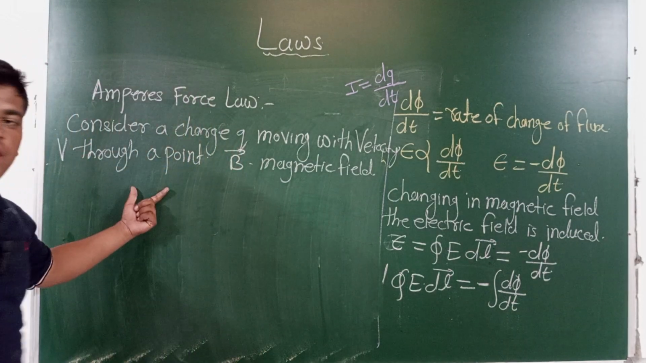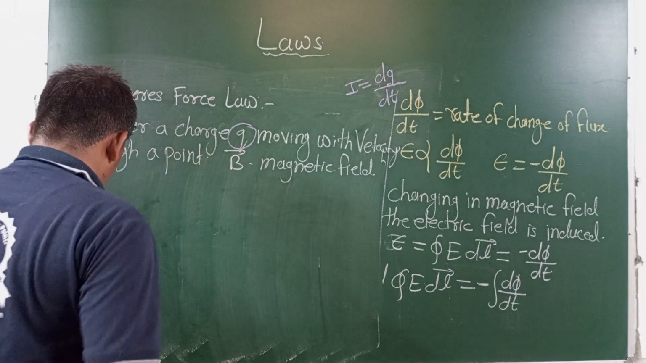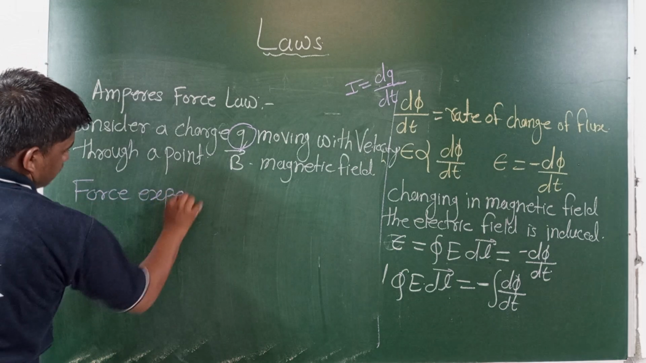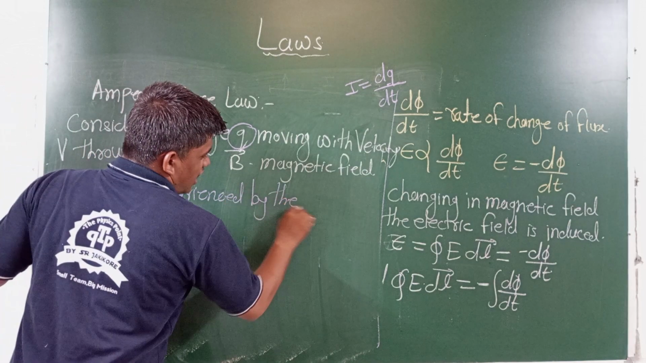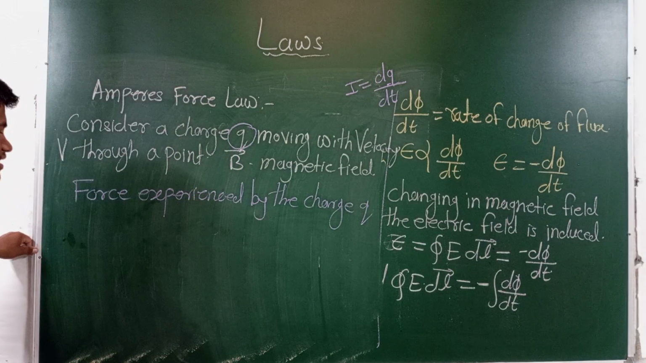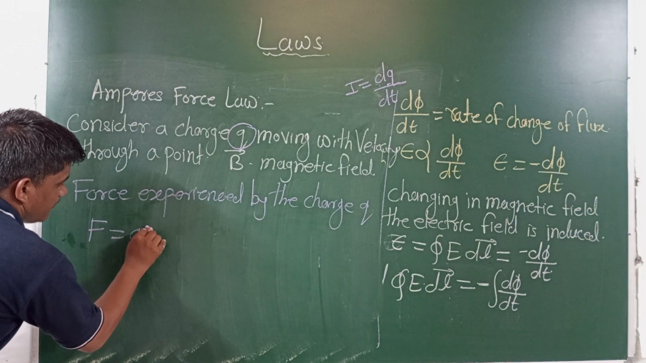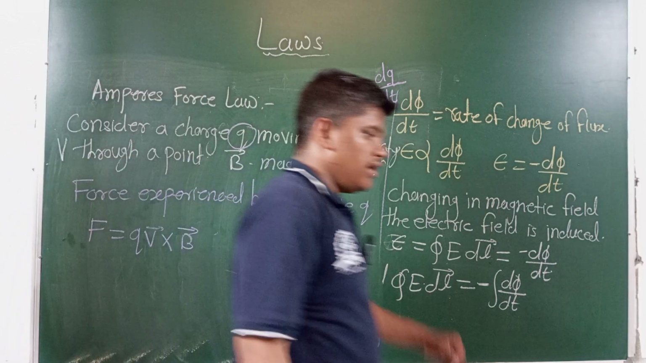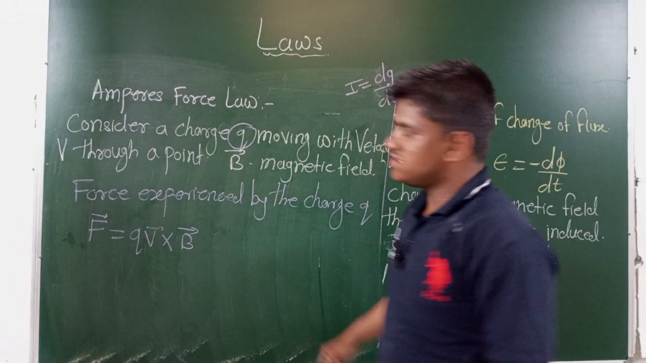Then the force experienced by that particle, or the force experienced by the charge Q, is F equal to Q into V bar into the magnetic field B bar. Q into V bar into magnetic field B bar. This is the force experienced by that charge Q.